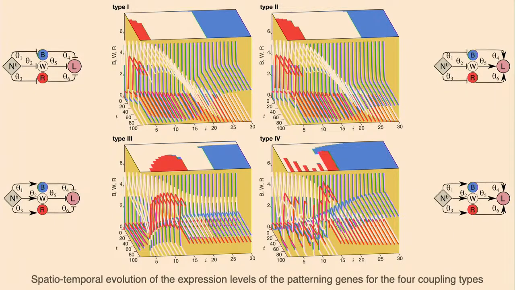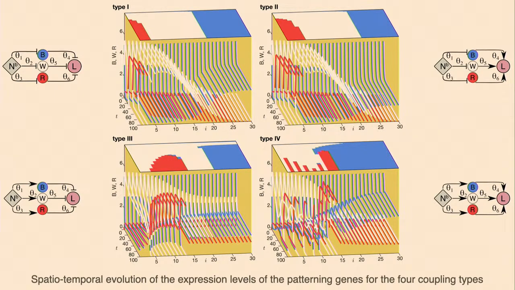Now let's explore what's going to happen in these 4 cases. Here are some sample simulations for what you would get with these 4 coupling types. In the first 2 cases, type 1 and type 2, they are characterized by the notch intercellular domain having a suppressive role on the 3 genes. So in both these cases, the genes are suppressed by NB, the variable NB.